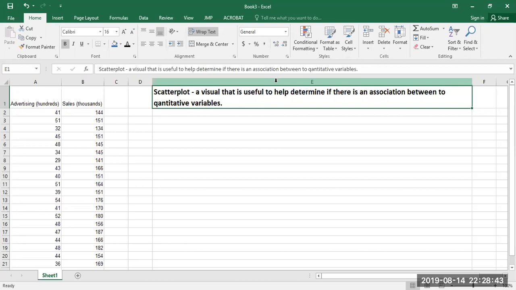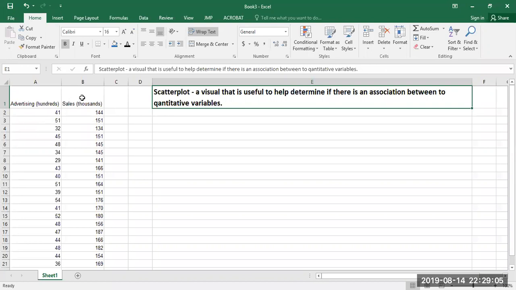In this case, we're looking at a company, and I have two variables. We'll notice that while I have a header for each, they are quantitative variables. The first one is the advertising budget for a specific company. It's in hundreds of dollars, so 41 would be $4,100 in advertising. 51 would be $5,100 in advertising.